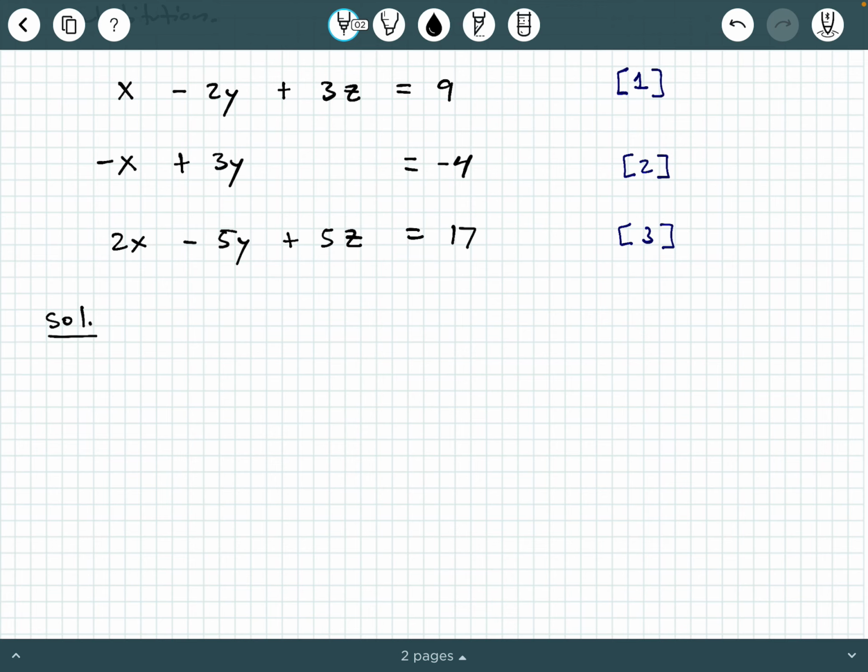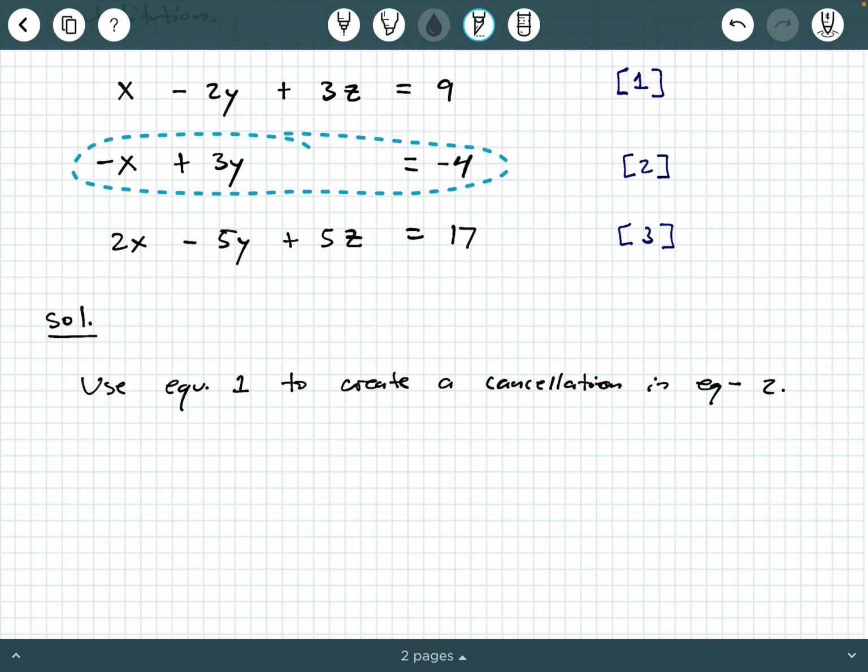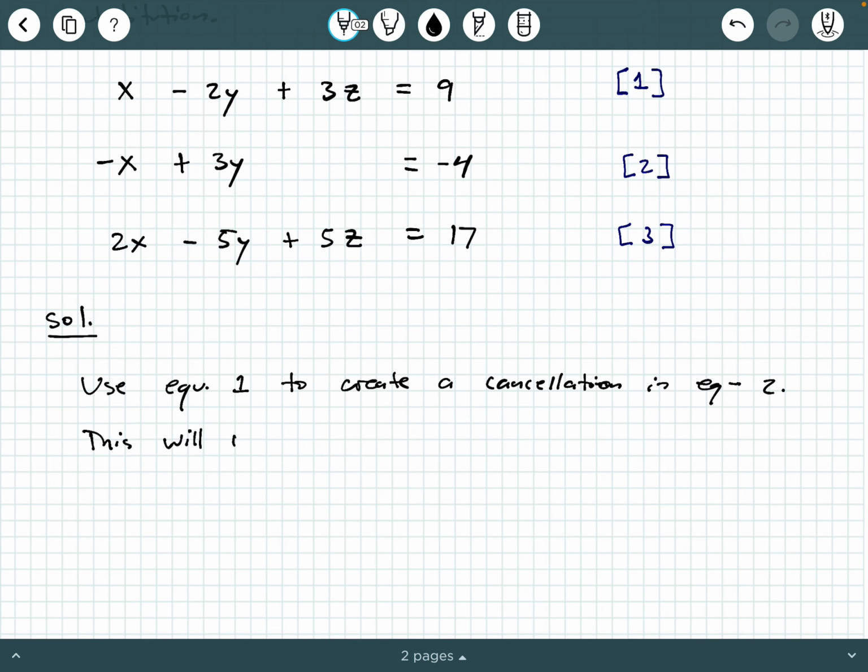So the first thing I'm going to do is use equation 1 to create a cancellation in equation 2. So at first what I'm going to do is use something in equation 1 to create a cancellation in equation 2. And doing this will change equation 2.